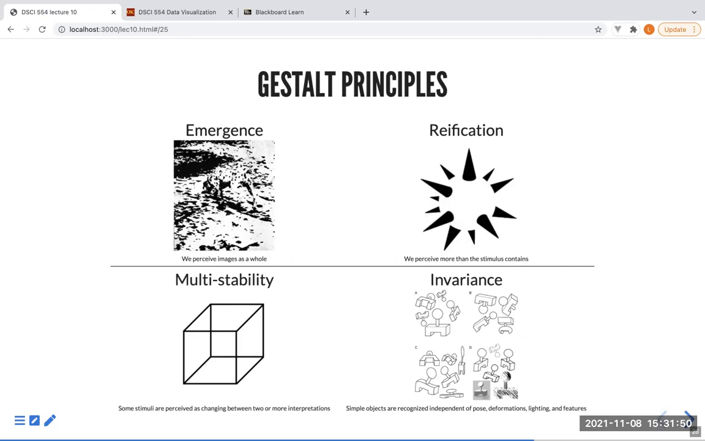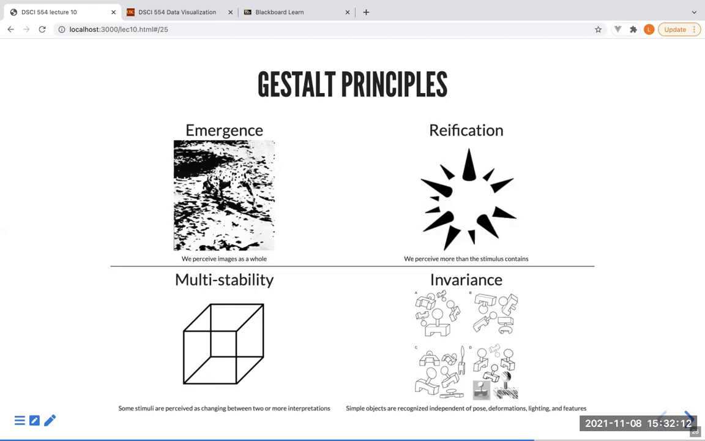We've seen already this example. The reification is that we perceive more than what is there. And in particular here, you see in this example that there is no ball, but everybody sees a ball.